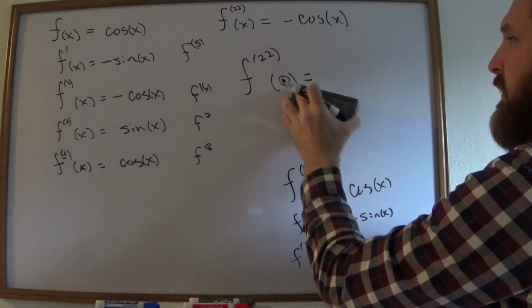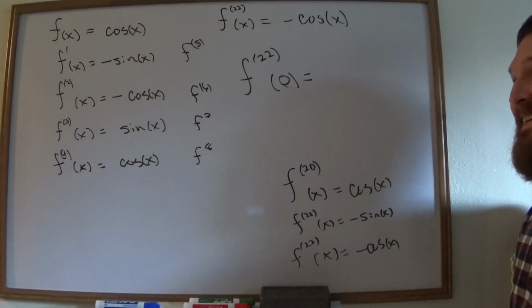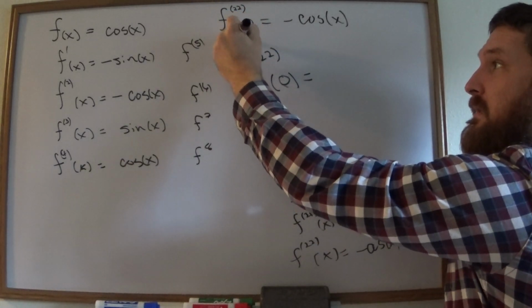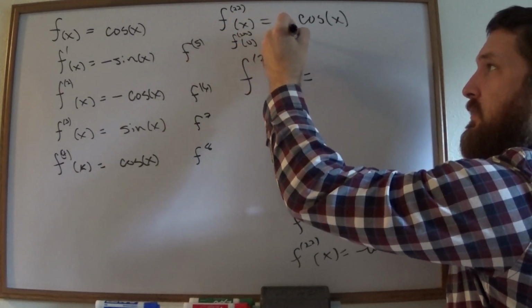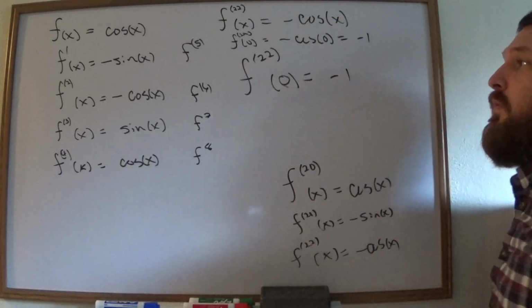Of 0, and 1, negative 1. Negative 1, right? Because that's that. Oh yeah, plug in a 0. That's the 22nd derivative. Plug in a 0, you would have negative cosine of 0, which would be negative 1.